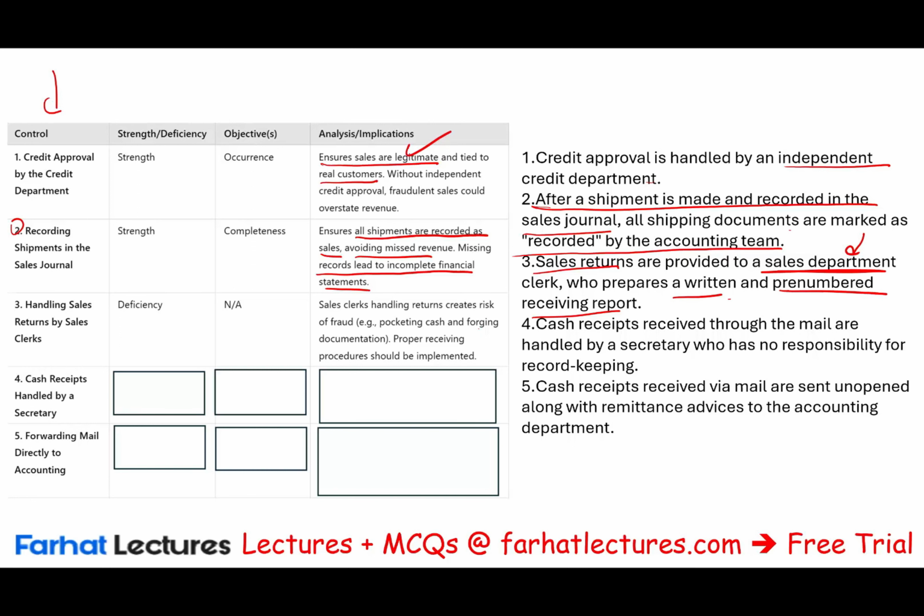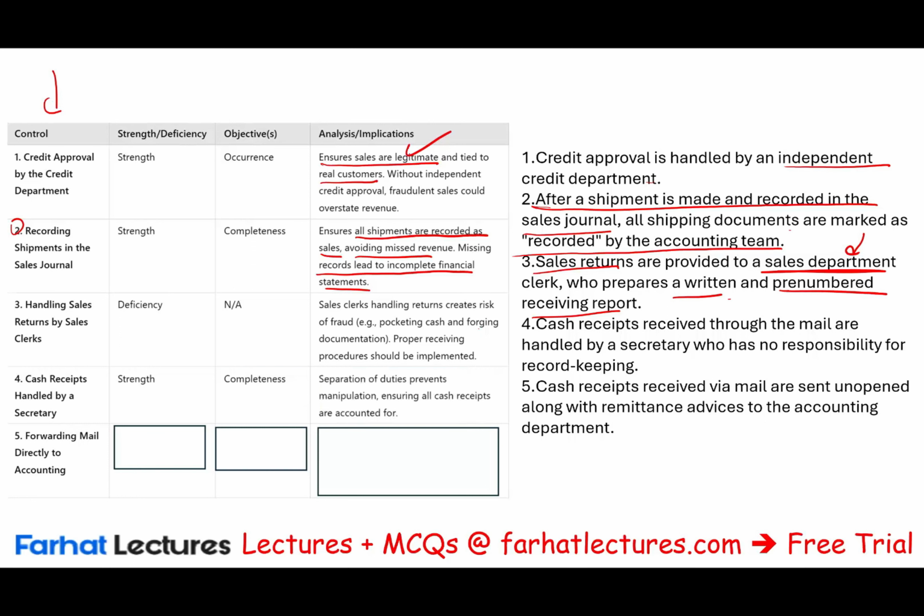Cash receipts handled by the secretary. Is this a good practice? Yes. Why not? The secretary does not have any accounting capability. If she's receiving the cash, great, because she, or he, cannot change the record. It's a strength. So what is the objective here? Completeness. All the cash, the secretary will have no incentive to steal it because the secretary cannot change the record. So separation of duties prevents manipulation, ensuring all cash receipts are accounted for. We met the completeness. 5.